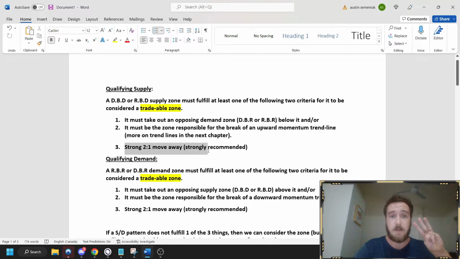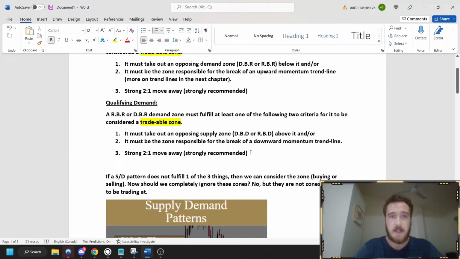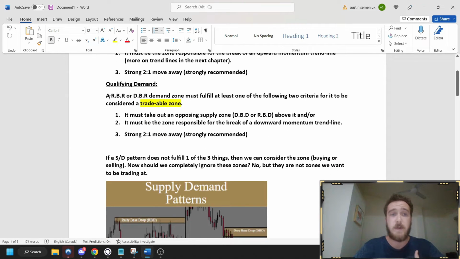This is very strongly recommended because, hey, remember, we are supply and demand traders. If there's not a significant imbalance, that doesn't really tell us that there is a lot of buyers or sellers in that location. And then vice versa for demand.